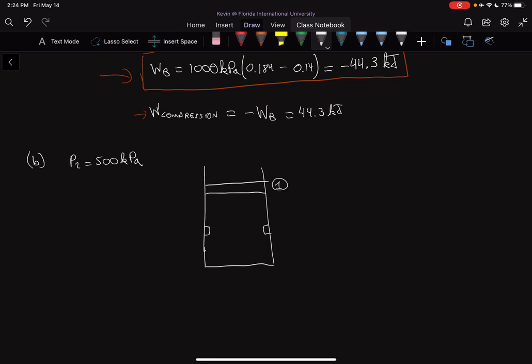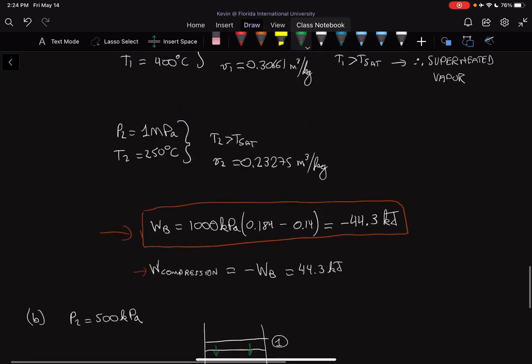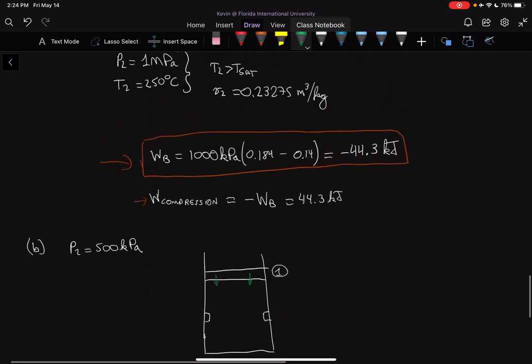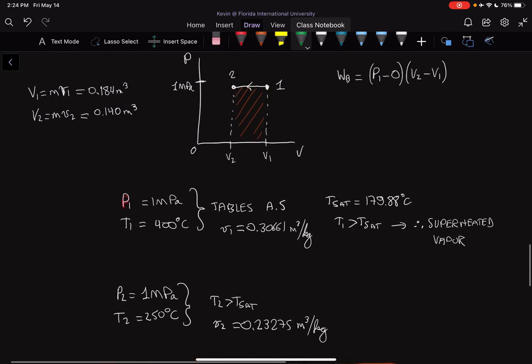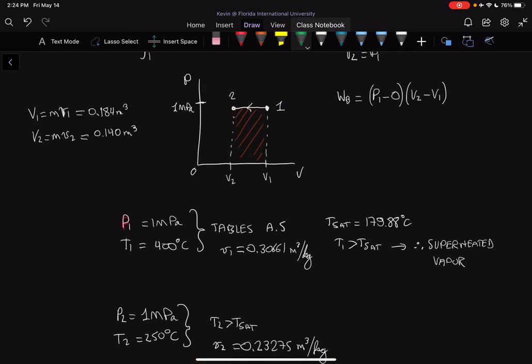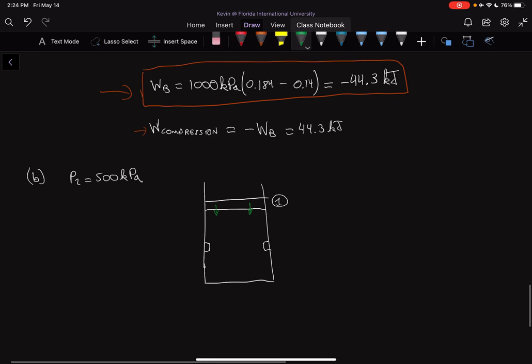Then in a second instance, we were told that this piston started moving down, and we know that because V2 is less than V1. Volume 2 was equal to 0.140, and V1 was equal to 0.184. So we know that it went down by a certain amount.